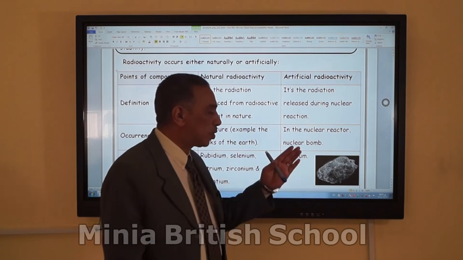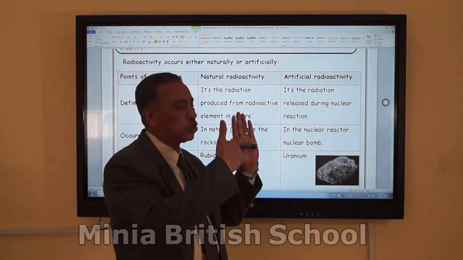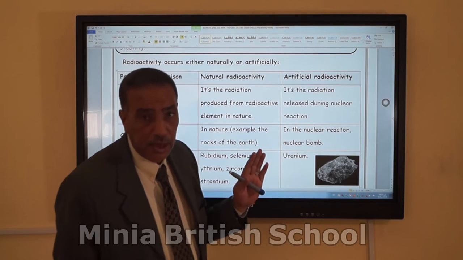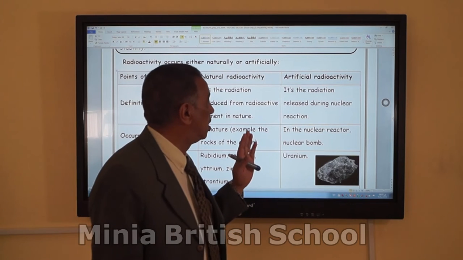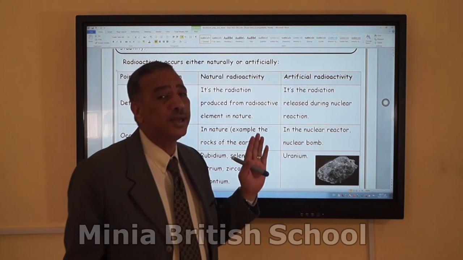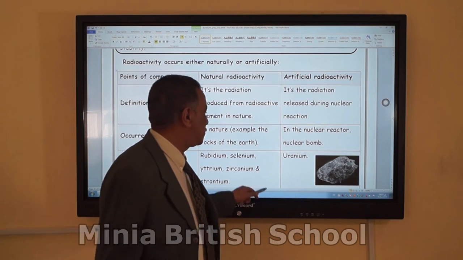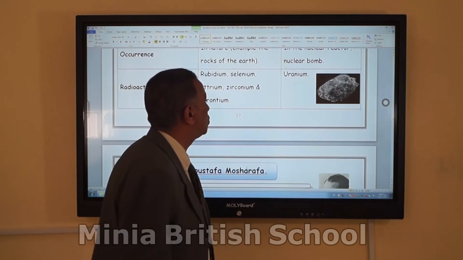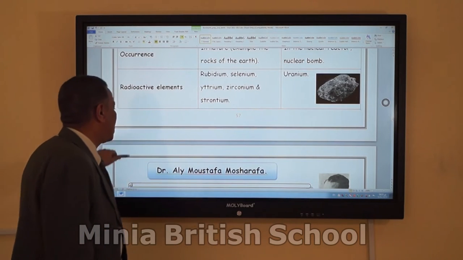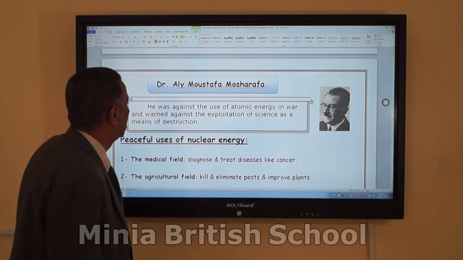making that as a target, and a fast projectile is going to turn the nucleus to release the energy inside it. This is, for example, the uranium. Uranium is an example for the radioactivity.